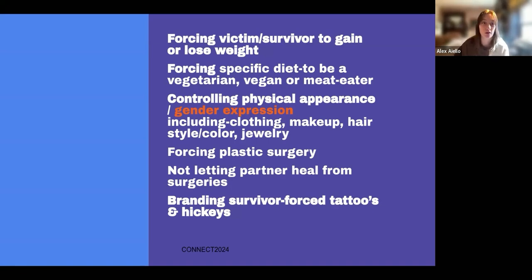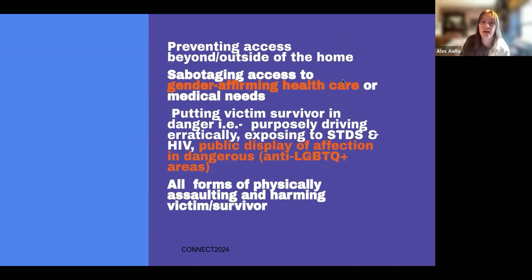Forcing plastic surgery, it wouldn't be gender affirming in that case. Not letting a partner heal from those surgeries. There are many gender affirming surgeries that take place that require a lengthy healing process. So not letting a partner heal or impeding on their healing journey could be an example of physical abuse. Then preventing access beyond or outside of the home. This is really another form of isolation. Sabotaging access to gender affirming health care. So whether it be getting your hormones, setting up appointments for surgeries, sabotaging that or canceling them, not allowing someone to access those resources.